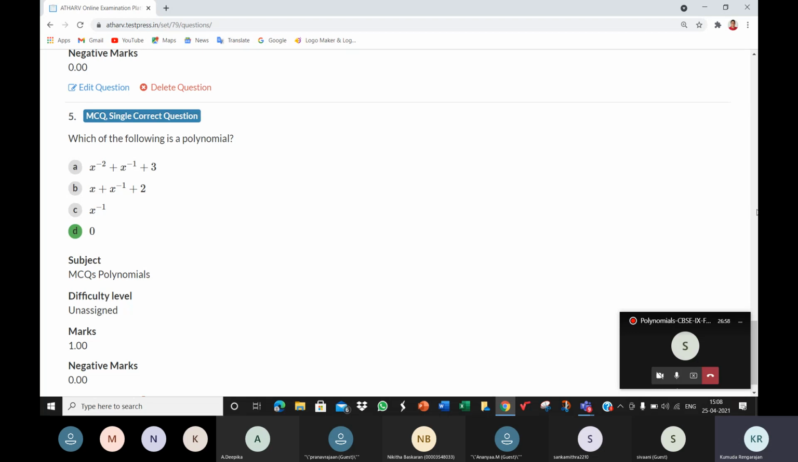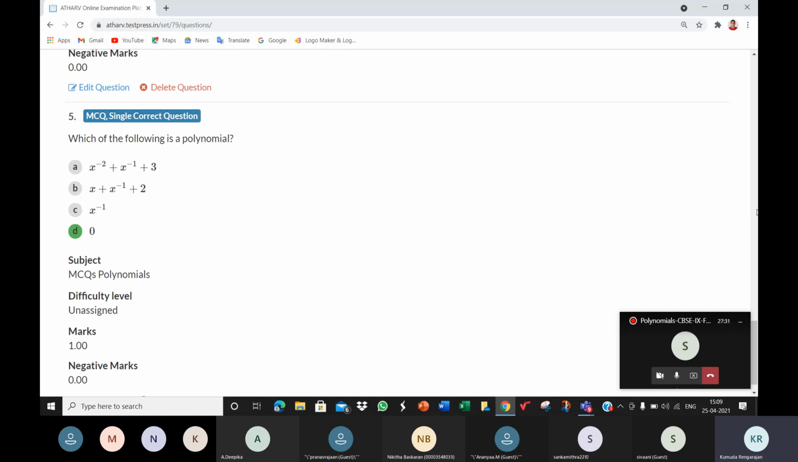So it's not that 0 is a whole number. 0 can be expressed as 0 x to the power 100. 0 can be written in different ways. 0 can be written as 0x squared. Yes, ma'am. So we know that the degree of 0 is not defined. 0 is a zero polynomial. So option D, 0, is an algebraic expression as well as a polynomial.